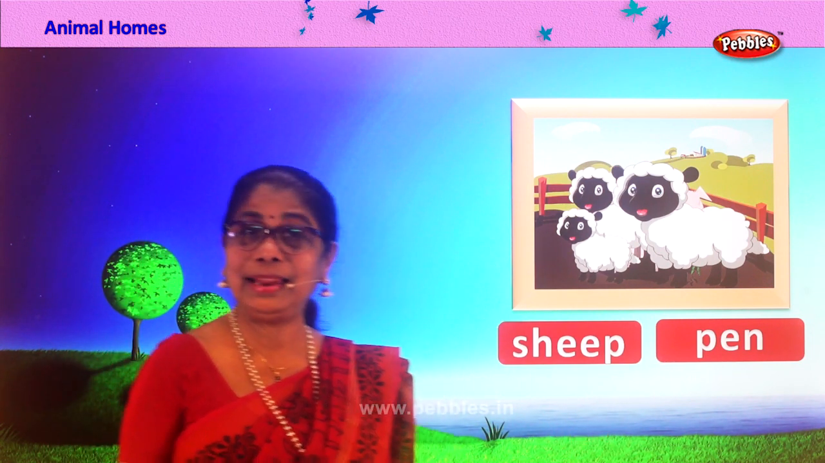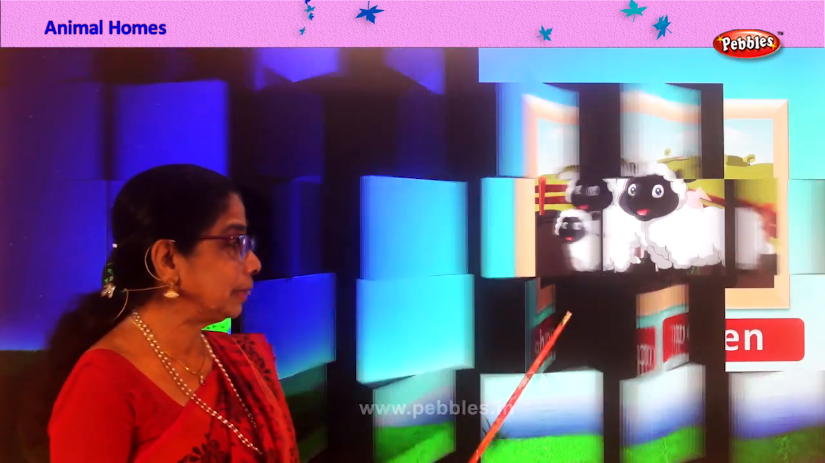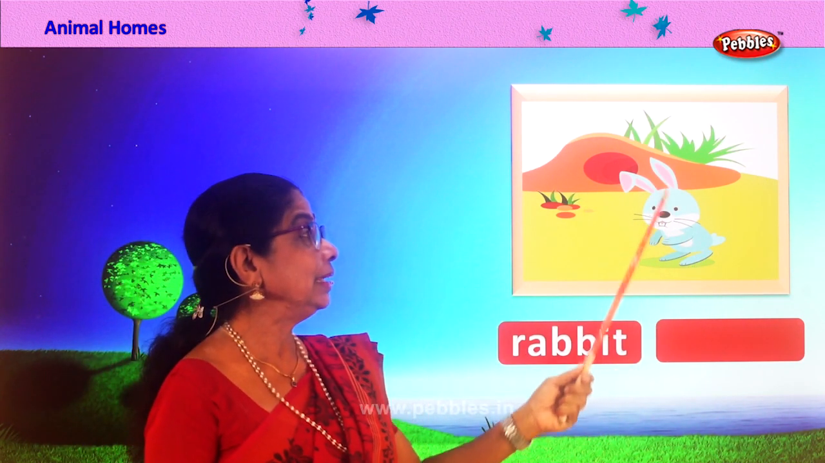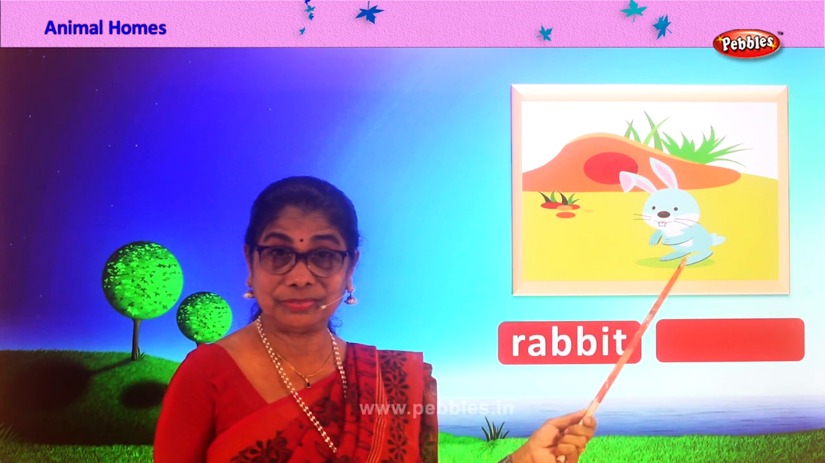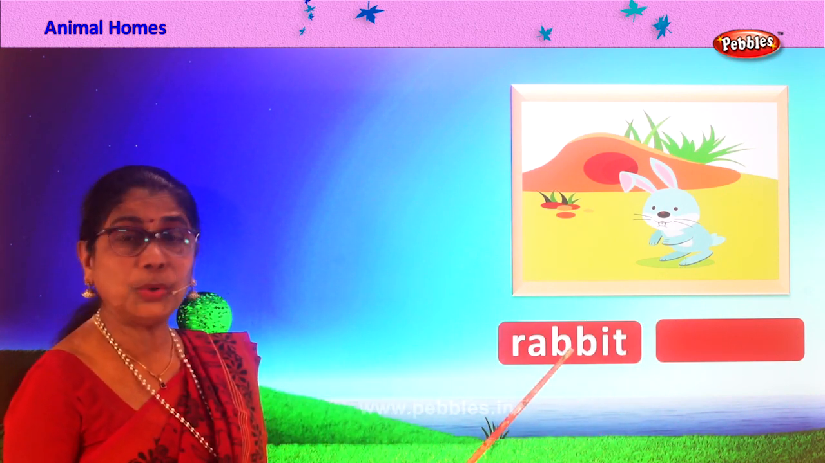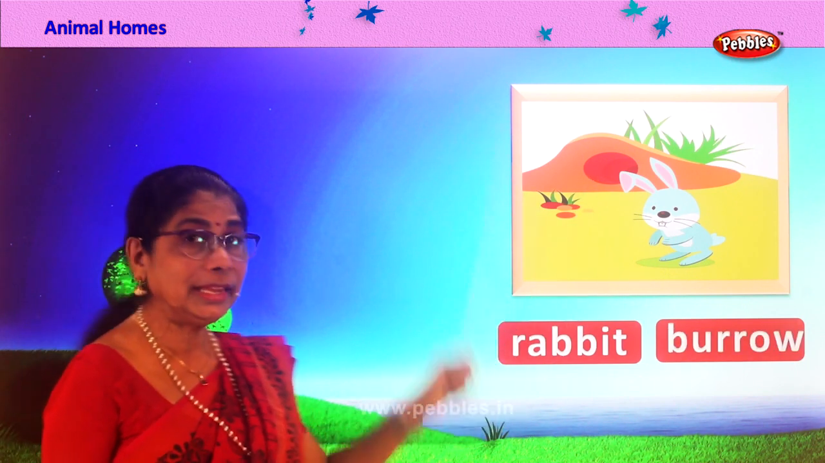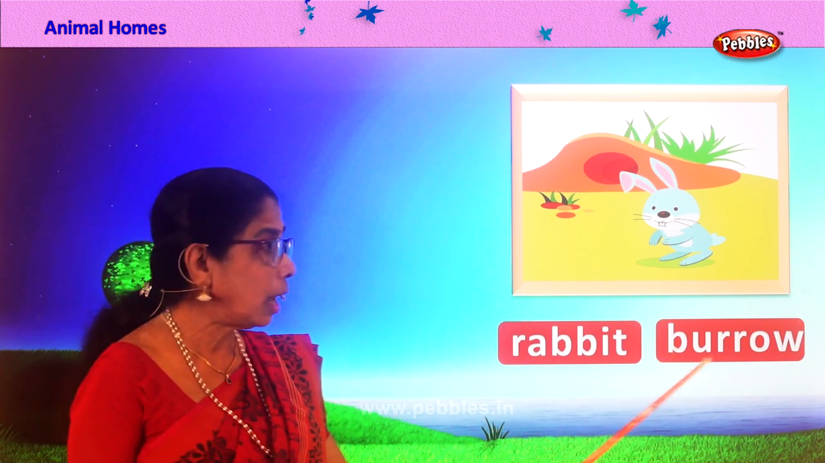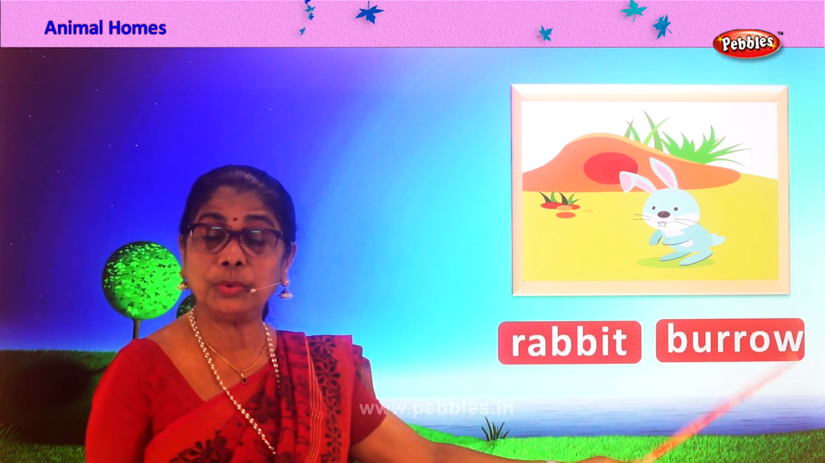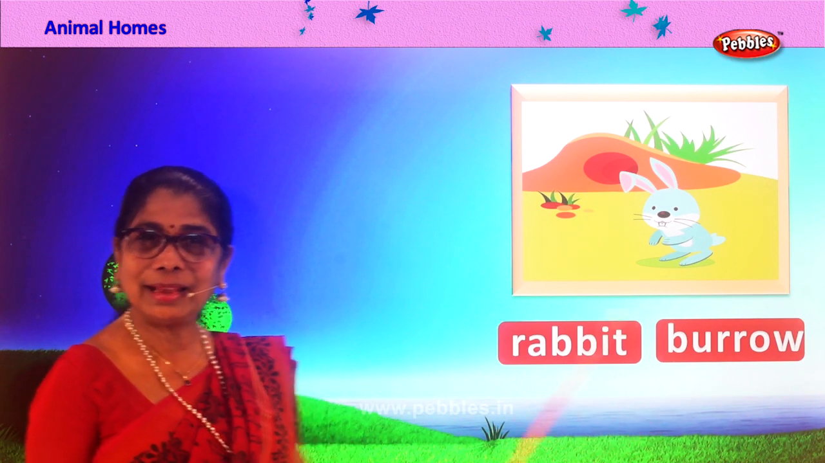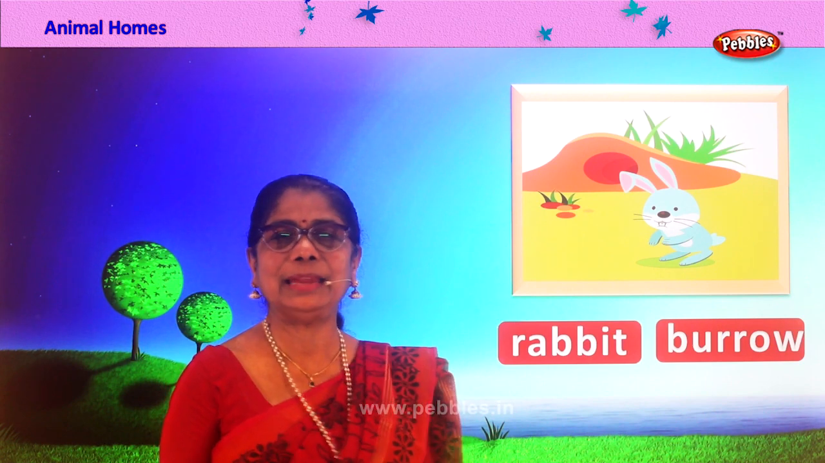Let's look at another animal and find its home. Look. Here we have a rabbit. How do you know it's a rabbit? He has long ears. What is the home of a rabbit called? He makes his own burrow. Yes, here. He made a large hole and he goes in. The home of a rabbit is called a burrow. B-U-R-R-O-W. Burrow. A rabbit makes its own burrow, its own home. A rabbit lives in a burrow.